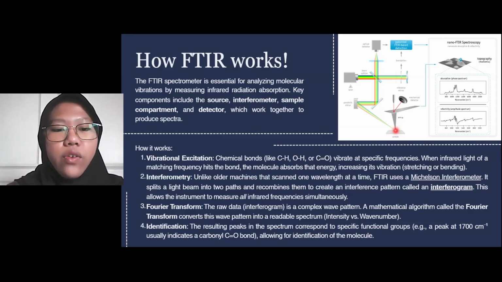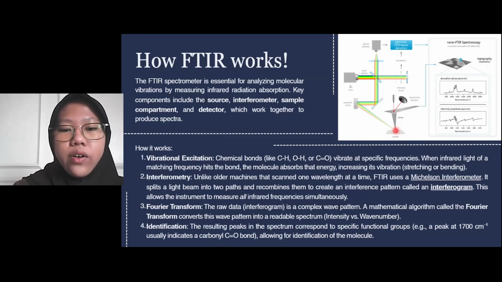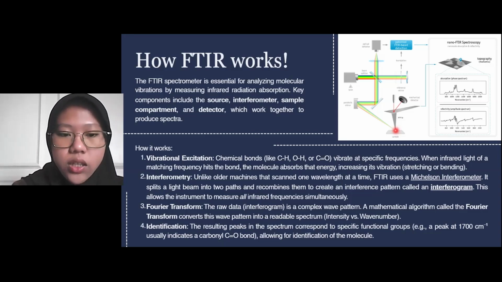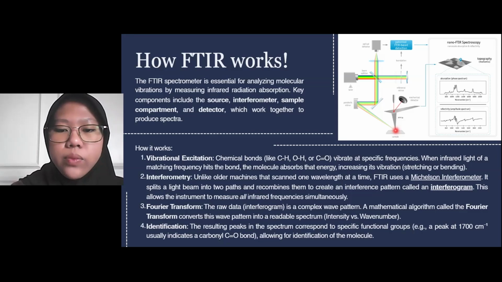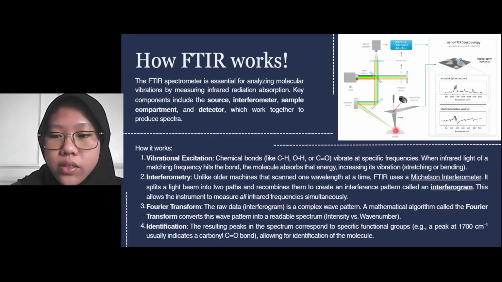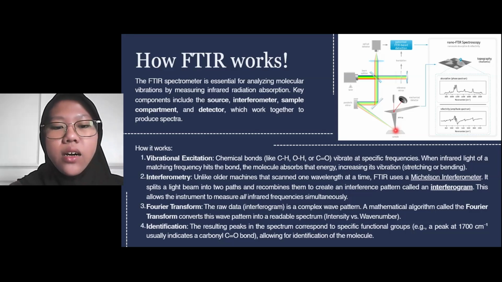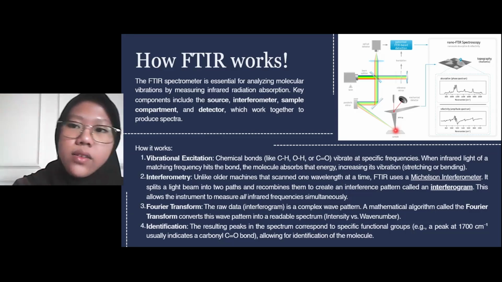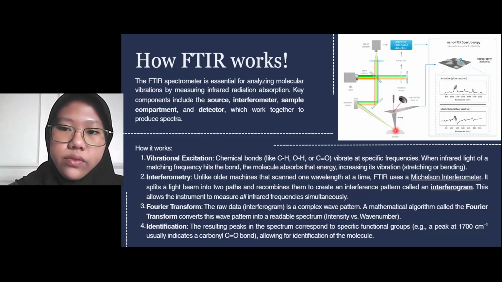Three, Fourier transform. The raw data, or interferogram, is a complex wave pattern. A mathematical algorithm called the Fourier transform converts this into a readable spectrum, intensity versus wavenumber. Four, identification. The resulting peaks in a spectrum correspond to specific functional groups. For example, a peak at 1,700 centimeters to the minus 1 usually indicates a carbonyl C=O bond, allowing for identification of the molecule. Those graphs can be seen on the top right, in the FTIR picture.